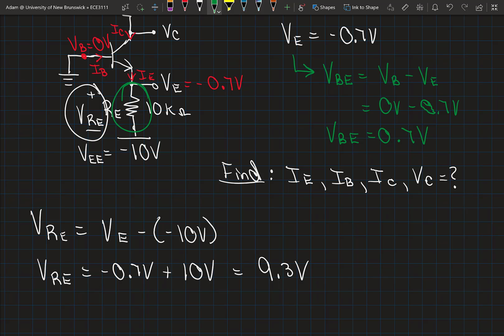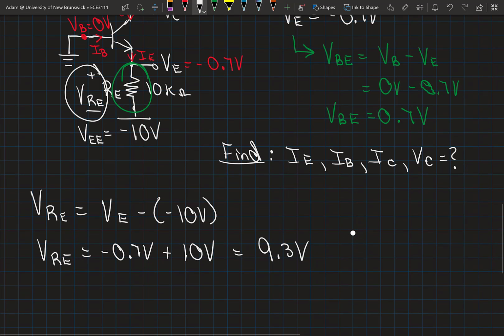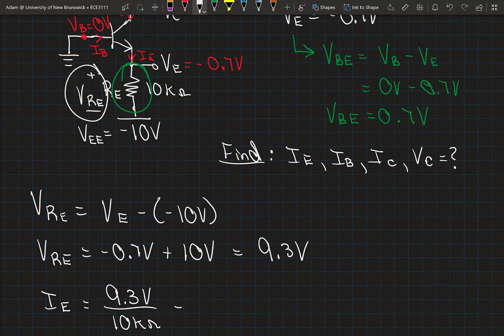If we know the resistance and we know the voltage drop, a simple Ohm's law calculation will allow us to calculate the current through that resistor. So 9.3 volts across a 10 kilo ohm resistor means that we have 0.93 milliamps of current flowing through that resistor.